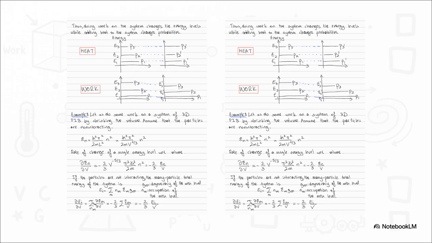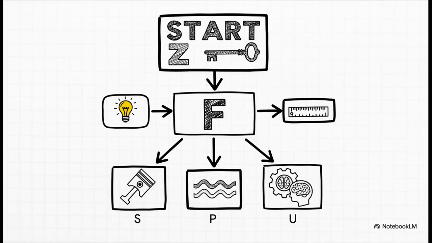When you add heat to a system, the energy levels, E1, E2, E3, they stay put. The particles just shuffle around, with more of them jumping up to higher levels. But when you do work on the system, like compressing a gas, you are physically changing the system, which actually shifts the energy levels themselves. It's a critical distinction. So on quiz day, this is your strategy.